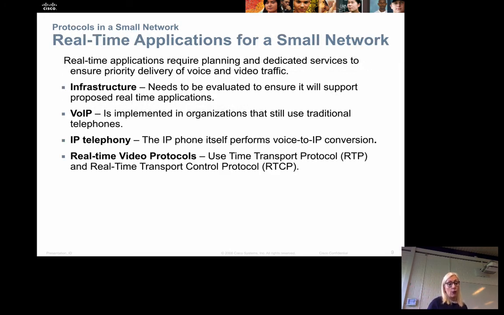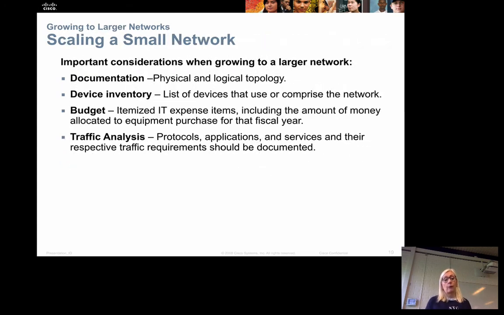There are, of course, also the real-time applications, which very much need a stable network connection. That could be voice over IP, that could be real-time video protocols, for instance. Here, it's not the speed that's important, but it is important that we have a stable speed or a stable bandwidth. Otherwise, it will not work.